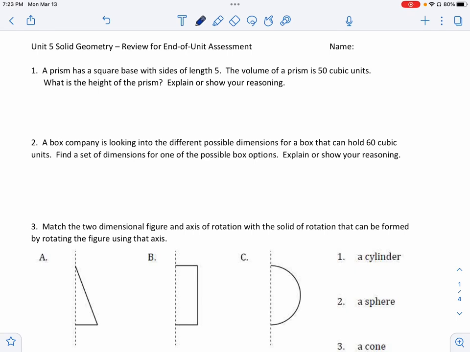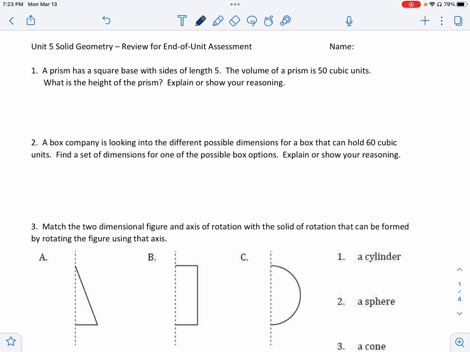Here's a video about the first part of the Unit 5 solid geometry review for the test. The first question: a prism has a square base with side lengths of 5. The volume of the prism is 50 cubic units. What's the height of the prism? Show or explain the reasoning.